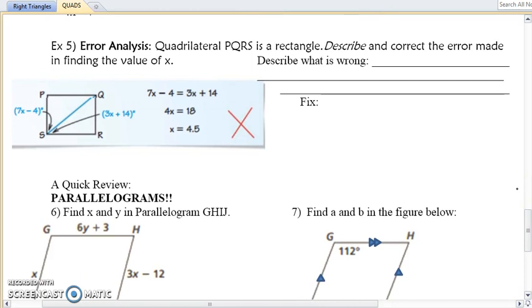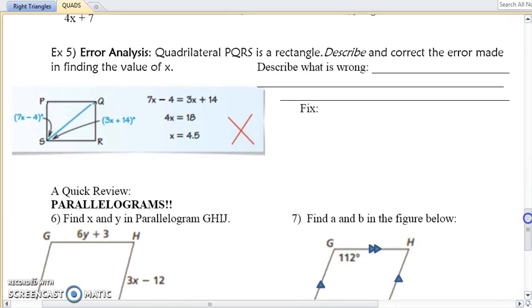Okay, and then this error analysis problem, we just want to figure out what went wrong with it. So we are given quadrilateral PQRS as a rectangle. Describe and correct the error made in finding the value of x. So if I'm looking at this problem here, I know that this part of the angle is 3x plus 14. This other part of the angle is 7x minus 4. I know it's a rectangle, so in a rectangle, we have right angles in each of the corners. So if I put those two angles together, they're going to be equal to 90 degrees.